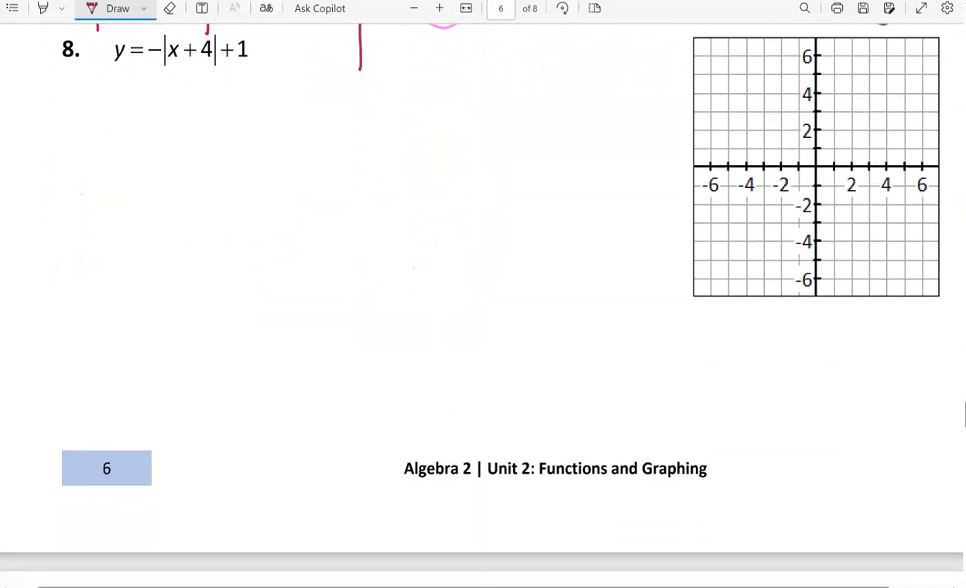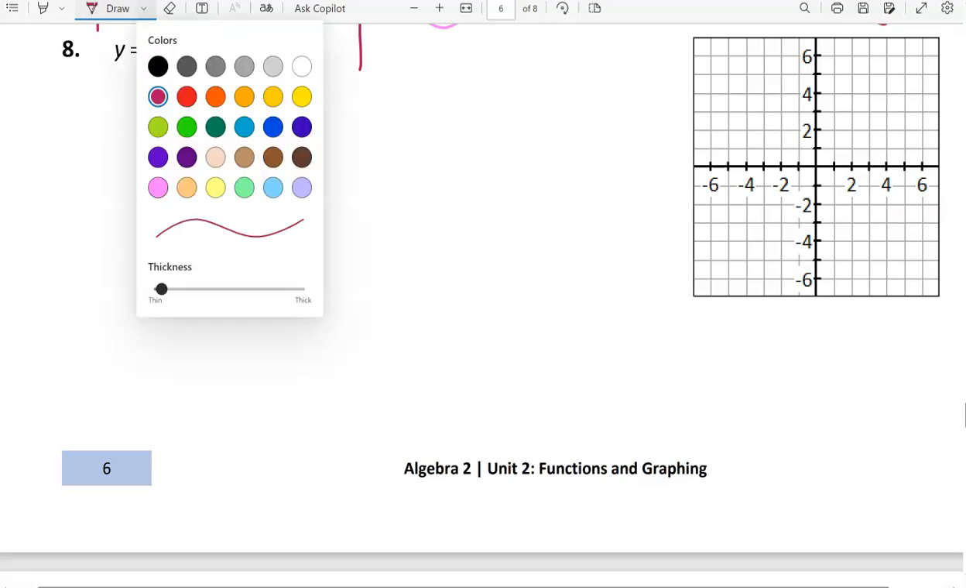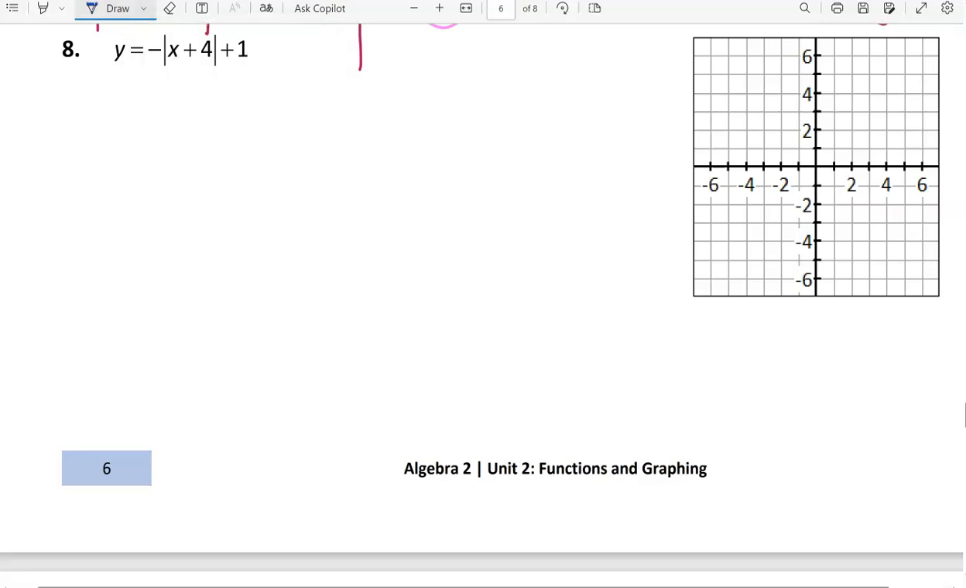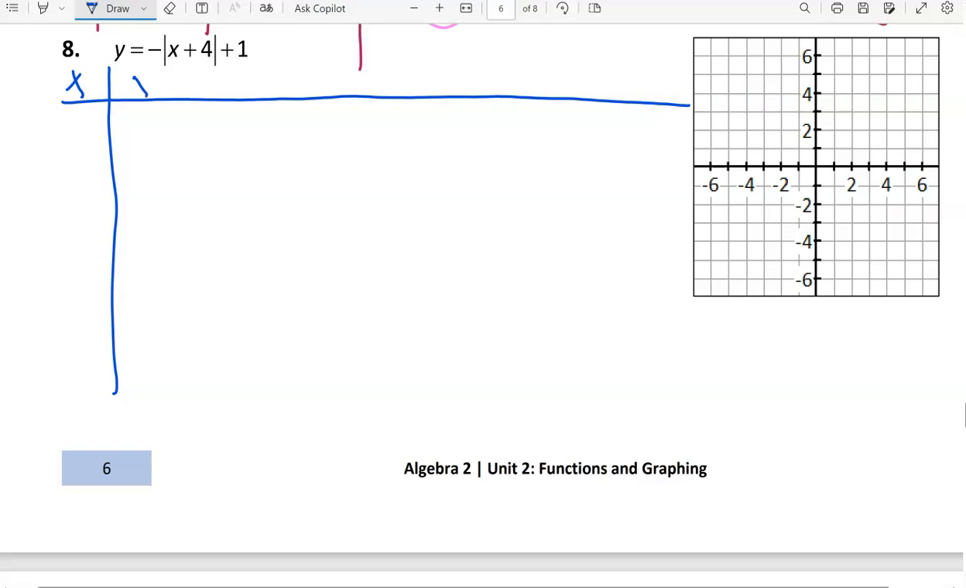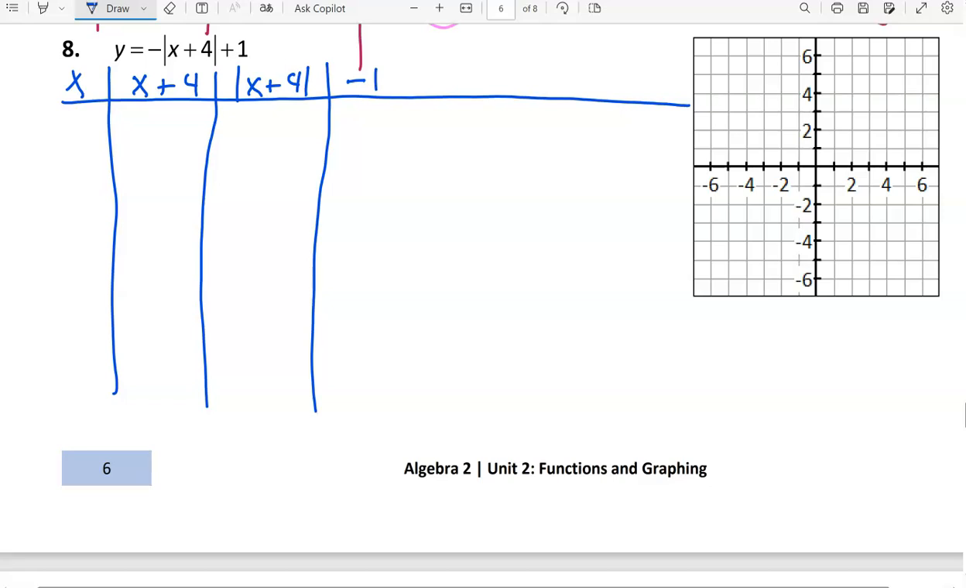For number 8, what we're going to do is create a table of values, and in my table of values I'm going to start with an x value and then add 4 since that's inside the grouping, and then take the absolute value and then multiply that by negative 1. So negative 1 times the absolute value of x plus 4. So that negative sign just means we're going to multiply that result times negative 1. And then lastly, negative 1 times the absolute value plus an extra 1.